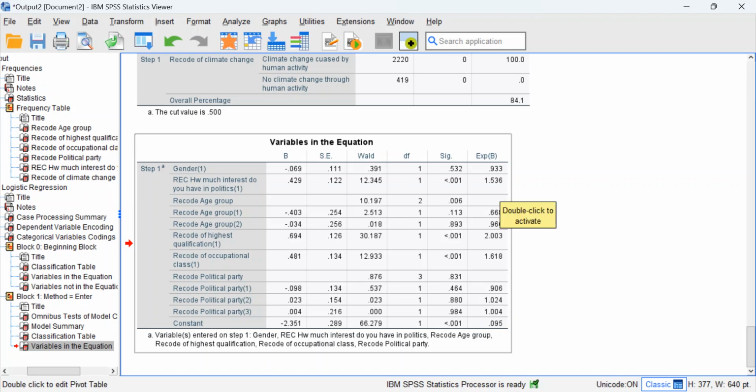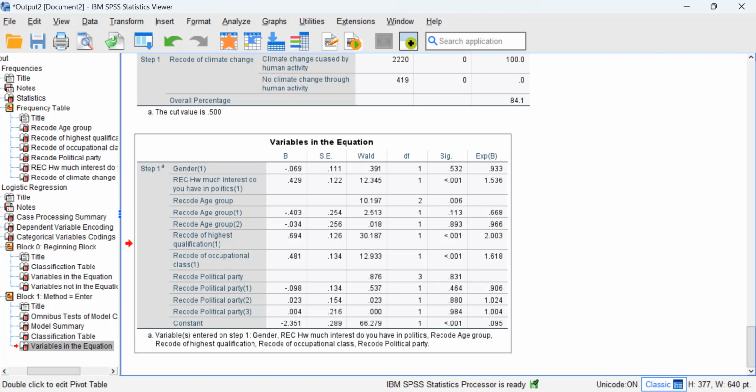So we can say that people with little or no interest in politics are more likely to believe that climate change isn't happening due to human activities, rather than that it is happening due to human activities, compared to people who have more interest in politics.